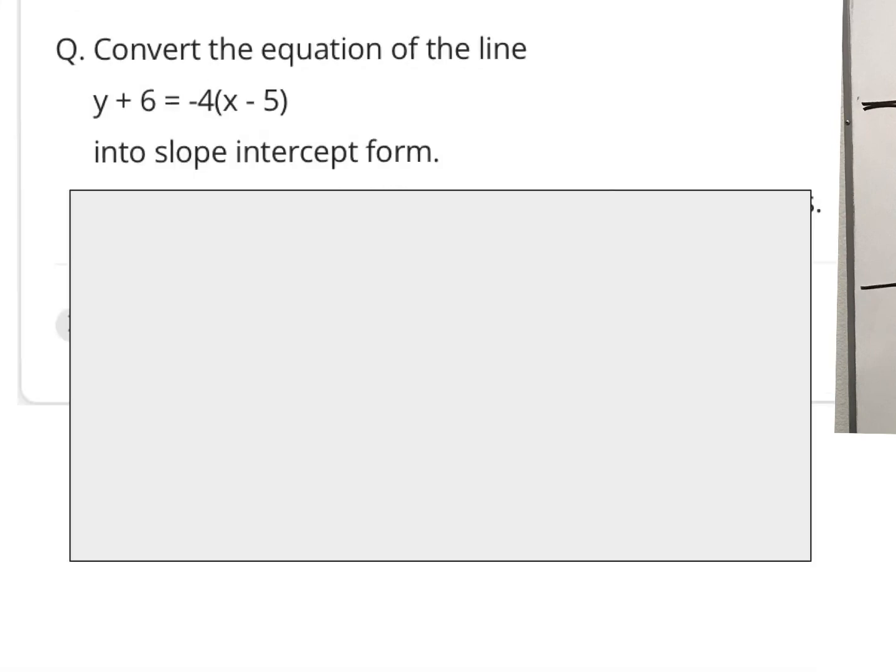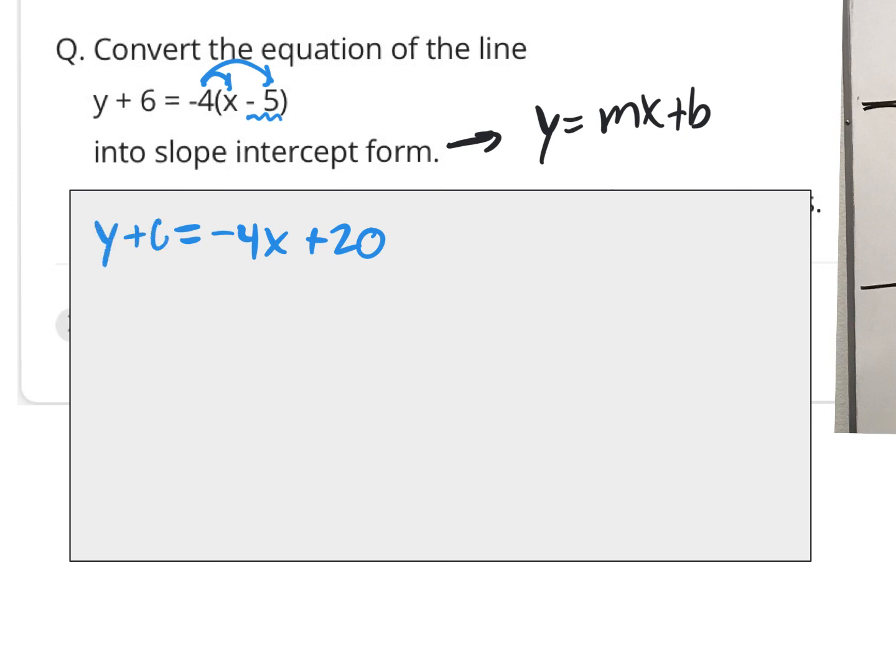Let's move on. This is the final question on this section. It says convert the equation of the line into slope-intercept form. We should all know by now that slope-intercept is y equals mx plus b, and we know that this is in point-slope form. And in order for us to get it to look like this, first you want to get rid of these parentheses. So what do you do there? You simply distribute negative 4 times x, that's negative 4x. Negative 4 times negative 5, that's a positive 20. And then you bring down the rest, the equal sign, the y, the plus, the 6.